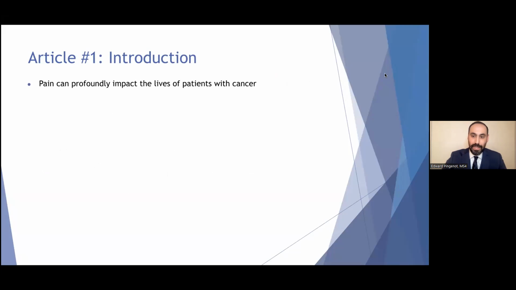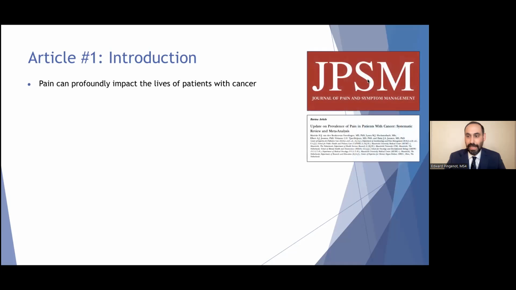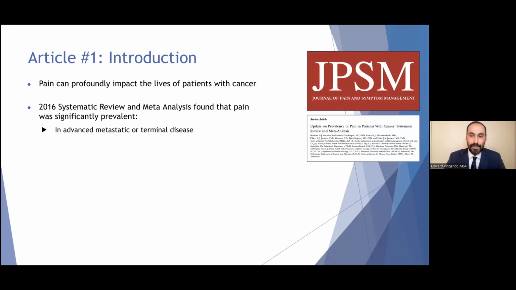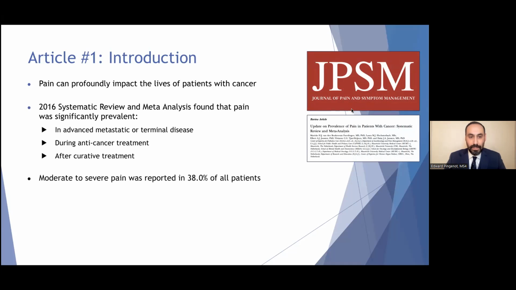It is well known that pain is profoundly impactful and prevalent in the lives of patients with cancer. In a 2016 systematic review and meta-analysis, 66% of patients with advanced metastatic or terminal disease reported having pain. And the study also showed significant pain pervasiveness during and even after curative treatment. In addition, moderate to severe pain, defined as a numerical rating score greater than 5, was reported in 38% of all patients with cancer.